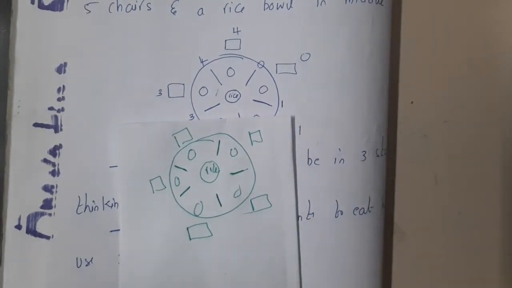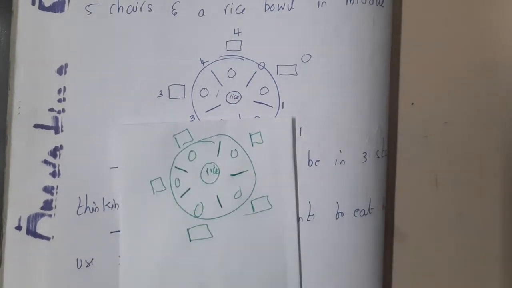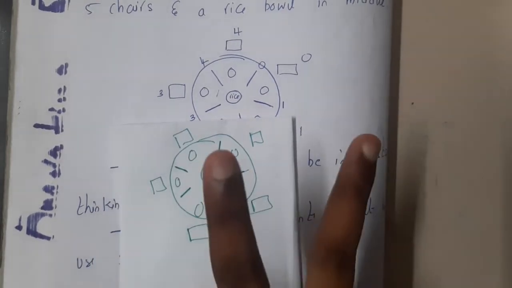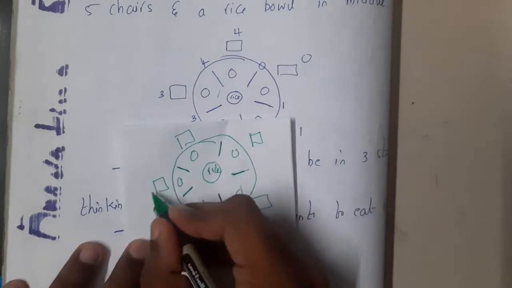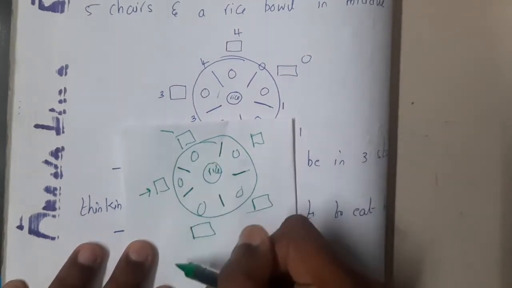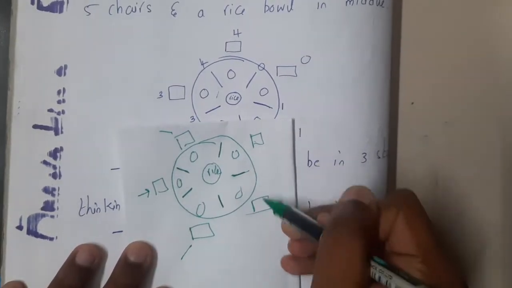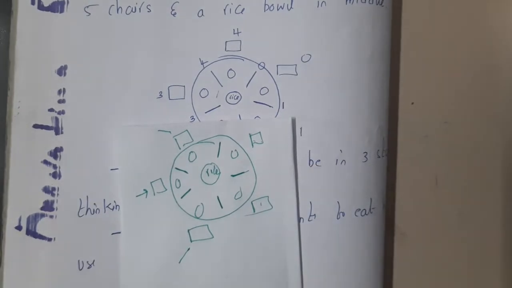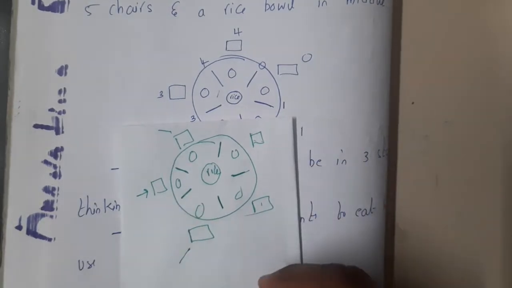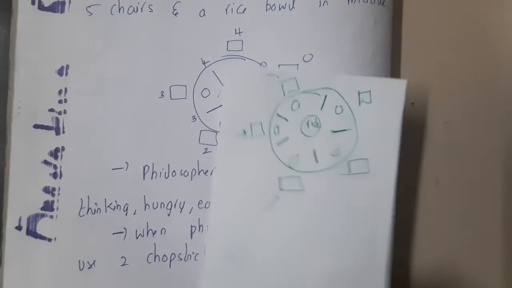So what is the issue here, guys? Can all the people eat at the same time? No. At max, only 2 people can eat. If this guy is eating, this guy and this guy can never eat, guys. Any one of these 2 guys can eat, right? So at max, only 2 guys can eat, right? Yes. So this is a problem which we can solve using semaphores.